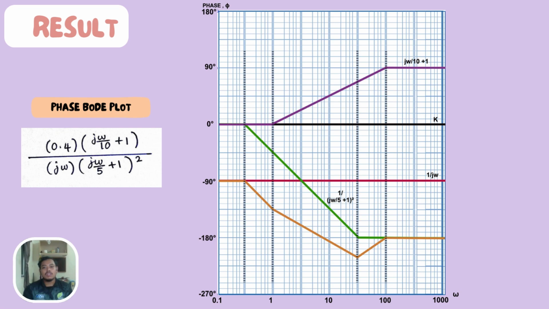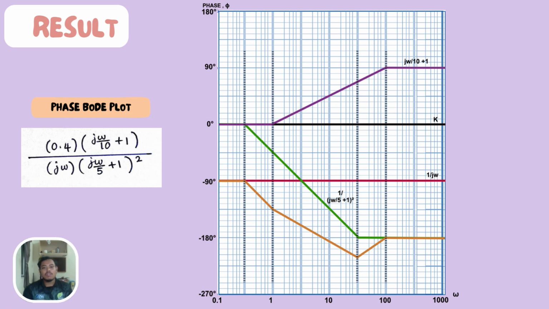So draw a red line, a straight line at negative 90 degrees. The fourth vector is a simple pole. 5 over 10, we get 0.5. So we plot at 0.5 radian per second at 0 degrees for the first plot. And 10 multiplied by 5, we get 50. So we plot at 50 radian per second at negative 90 degrees.